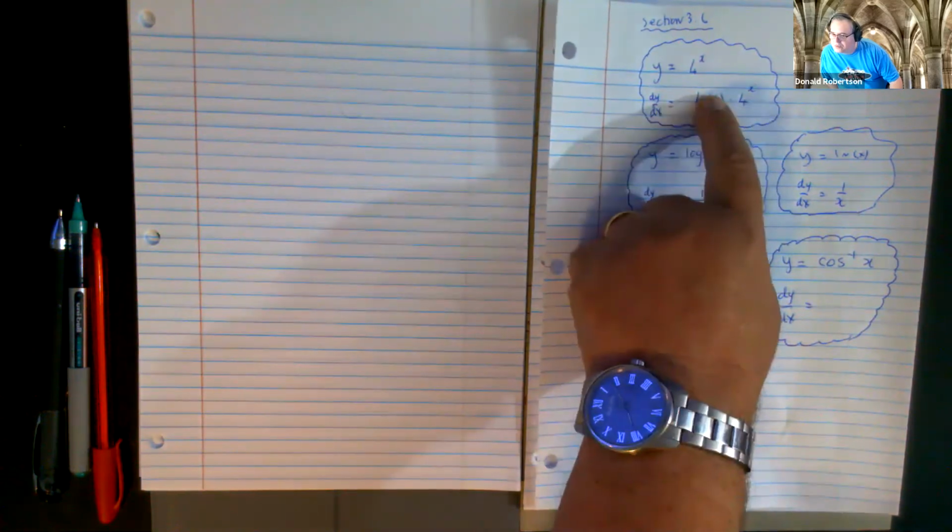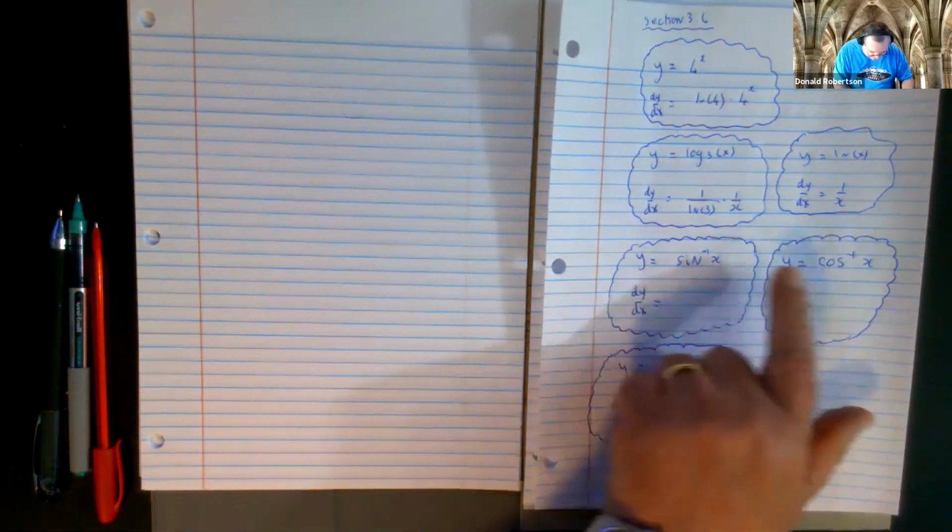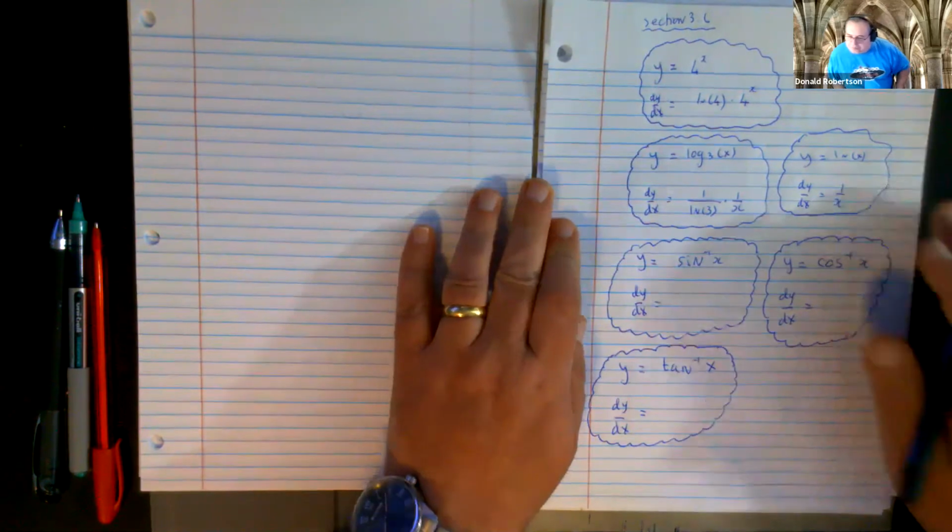Right, so it's not the same. When it's 4 to the x, it's multiplied. When it's log to base 4 or whatever, it's divided. These are the 3 new guys, and then we'll start our next section.